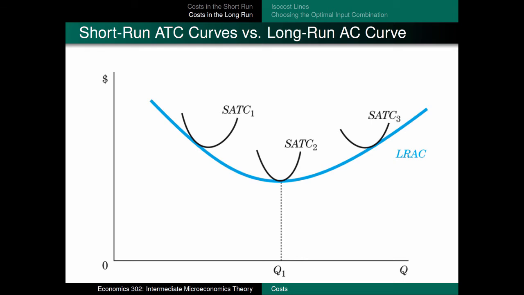In the slide here, notice that the minimum point of the LRAC curve is Q1, which implies that Q1 is the minimum efficient scale. However, this has been an EC 102 way of analyzing long-run cost. We will now use the constraint optimization technique to study this analysis with a more sophisticated approach.